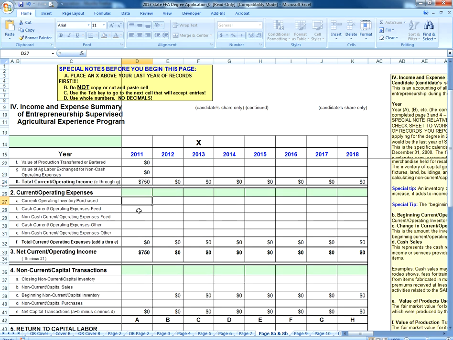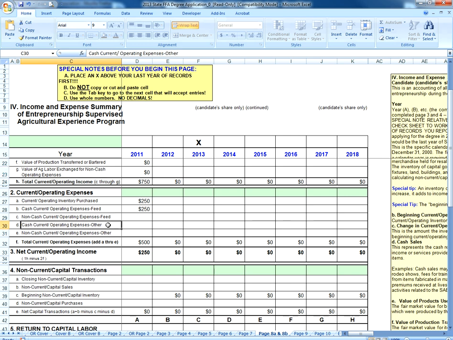Again, going back to our record books, we put down expenses. Current operating inventory purchase. Well, did we buy any inventory that year that would qualify? Yeah, we bought that market hog, and that is current inventory. It's a market animal for resale. And so we'll put that in. Surely we had some feed expenses. If we had cash versus non-cash, meaning that we worked it off, that's fine. But if you do list non-cash, we better see some ag labor exchange for the non-cash up here. So those two need to match up.